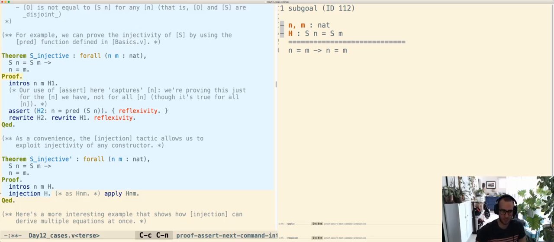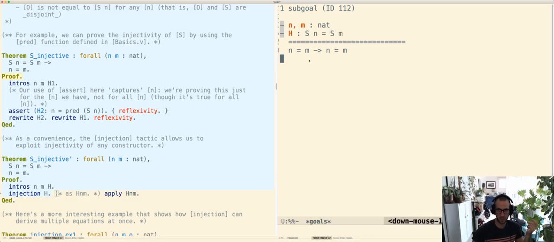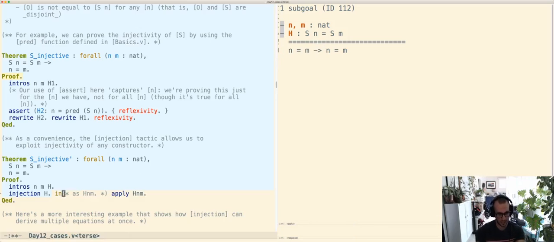So there, without the as, we kept H, right? H hung around. And then we got a new implication here. So now we could say intros H N M.